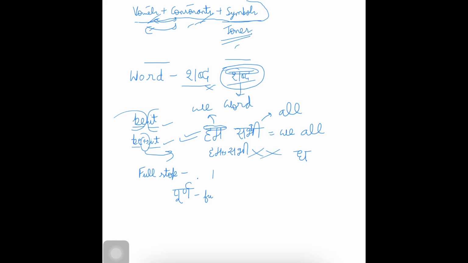Purna, full, Viram, stop. So, full stop is Purna Viram. So, whenever a sentence gets completed, the English full stop is not placed. The Hindi full stop, which is called Purna Viram, is placed.